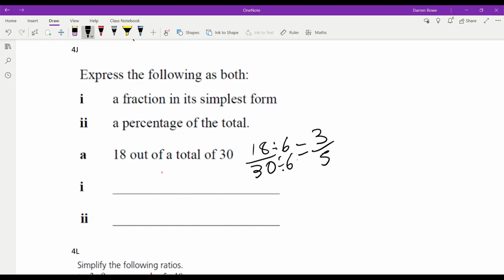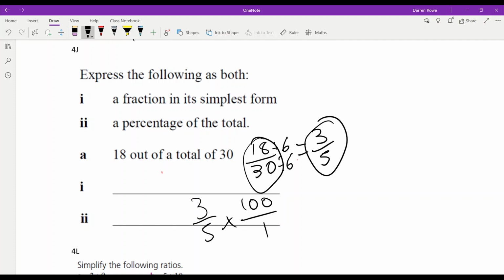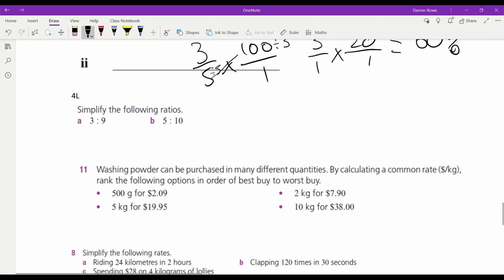Then you got the percentage. Now you could do it from this fraction, but I would rather do it from the simplified fraction. So that's 3 over 5 times 100 over 1, because it's a percentage, so that you can do cross multiples there. Check the lowest number. You can both divide by 5. Both divide by 5. So that makes 3 over 1 times 20 over 1, which equals 60%. Like magic.